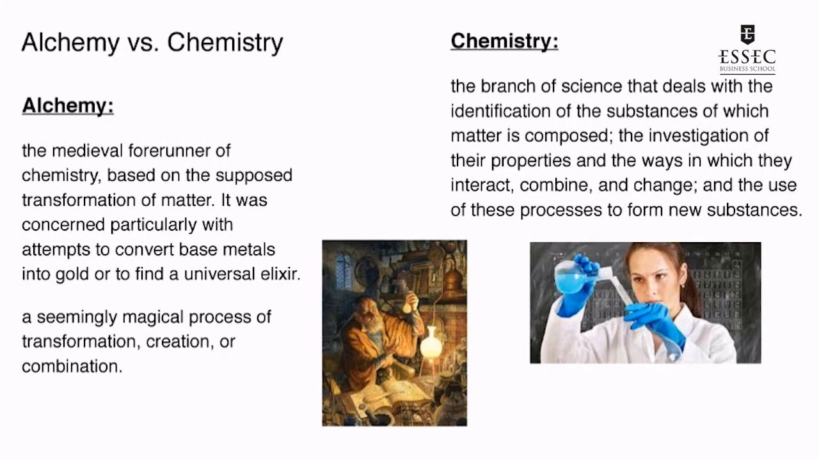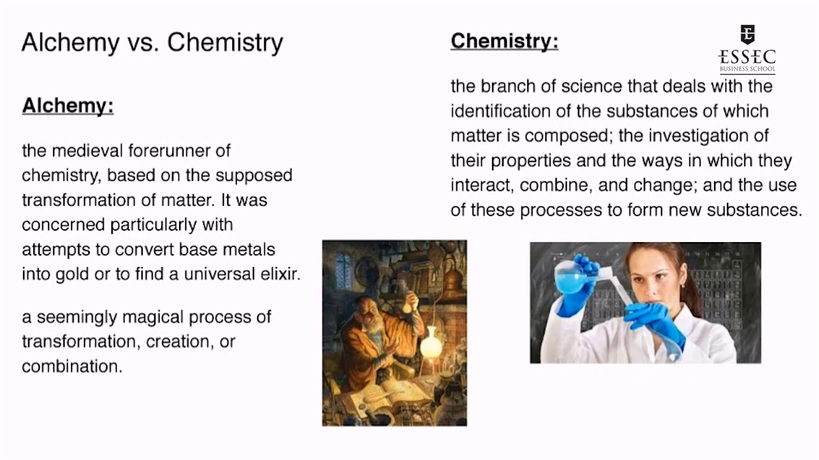Alchemist. Medieval forerunner of chemistry based on the supposed transformation of matter. It was concerned particularly with attempts to convert base metals to gold and to find a universal auxiliary. A seemingly magical process of transformation, creation, or combination. And you see the guy who is trying to turn his metal into gold in his medieval playground.